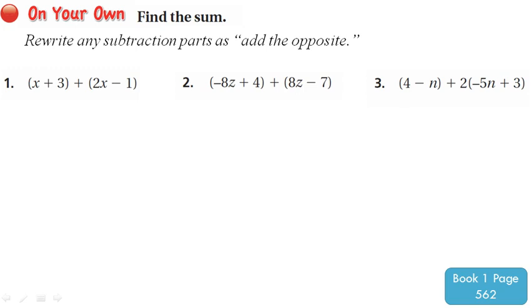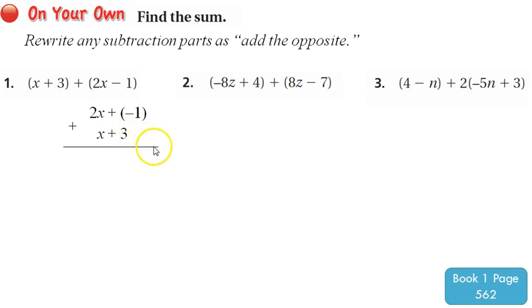Question 1. x plus 3 plus 2x minus 1. We'll first rewrite the second portion as adding the opposite. 2x remains the same, but minus becomes a plus, and that 1 goes the opposite, negative 1. And then we combine it with the x plus 3, stacked vertically.